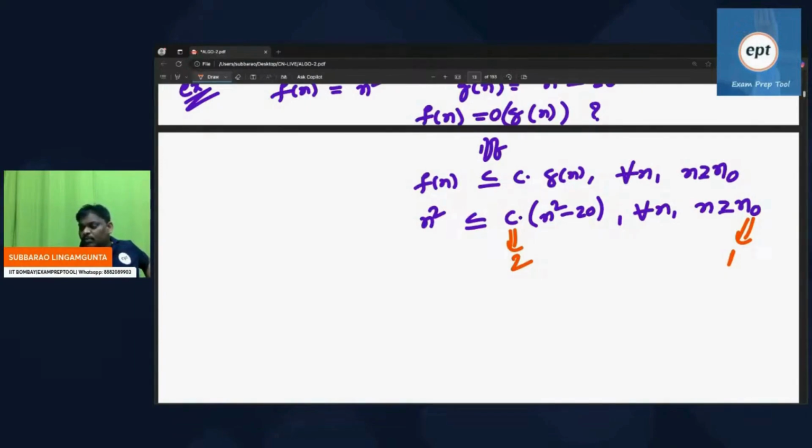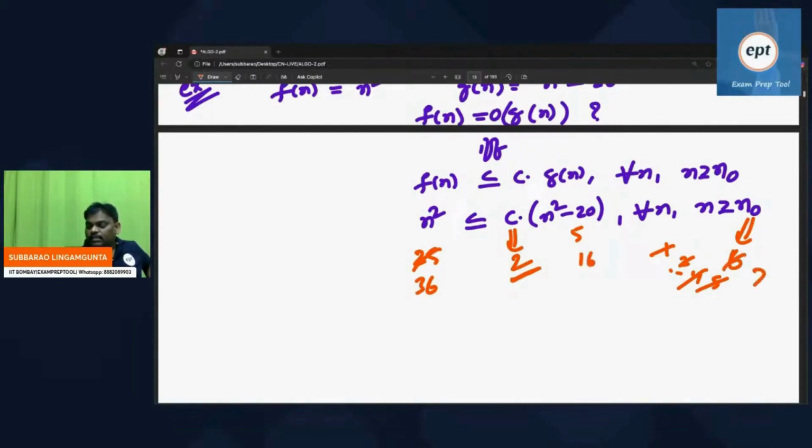Some people are asking, sir, what about 10? Please be careful. Let me try. 1 fails, 2 fails, 4 also fails. 5: 25 on the left side; on the right side, 25 minus 20 is 5, 5 into 2 is 10, so it fails. 6: left is 36; right side, 36 minus 20 is 16, 16 into 2 is 32, so fail.